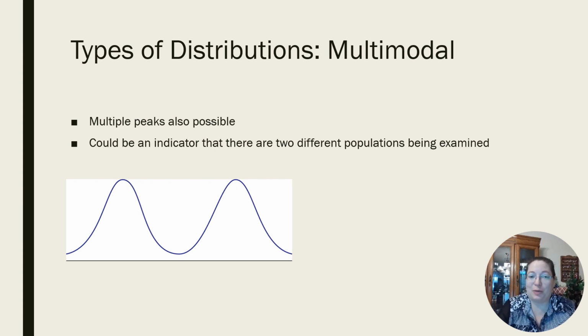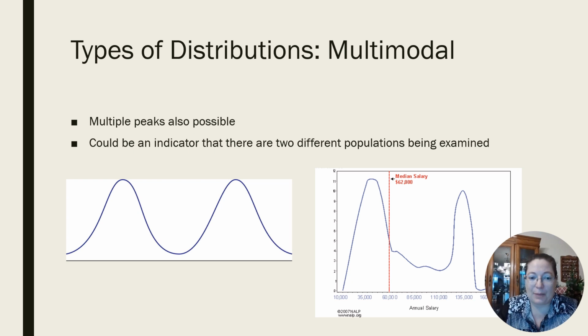The other way that a distribution can vary, as we mentioned last week, is when it has more than one mode. The important thing to pay attention to when you have a distribution like this is that it could be an indicator that you're actually looking at two different groups of people.